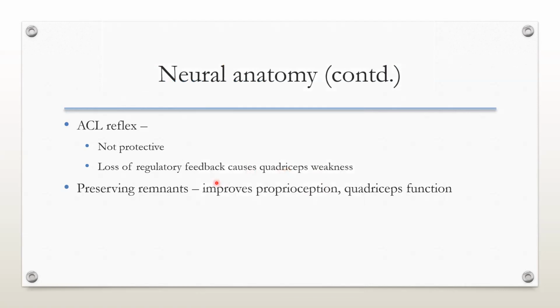So the advantage of preserving ACL remnants is twofold. One, primarily to improve proprioception of the joint, and other than that, it is required for long-term adequate quadriceps power in the patient.